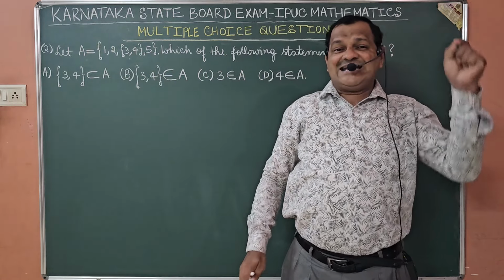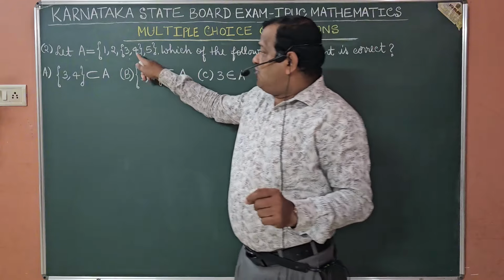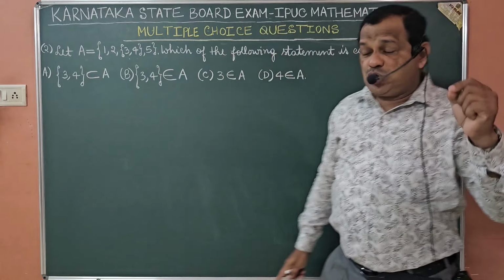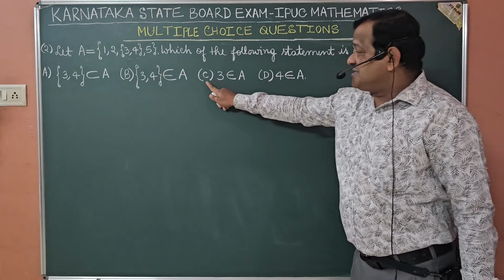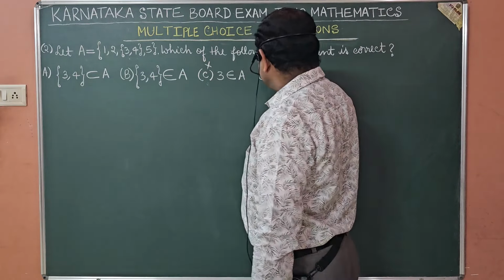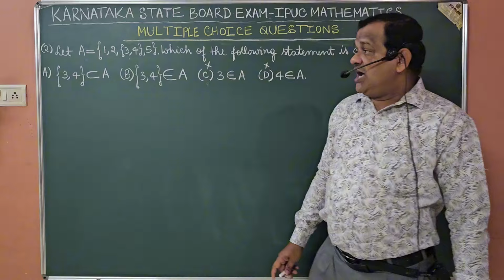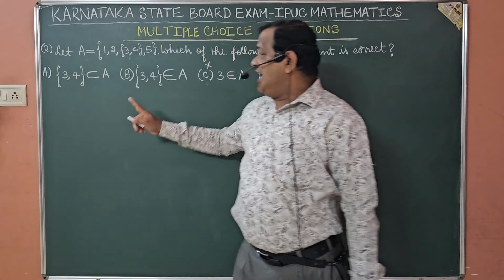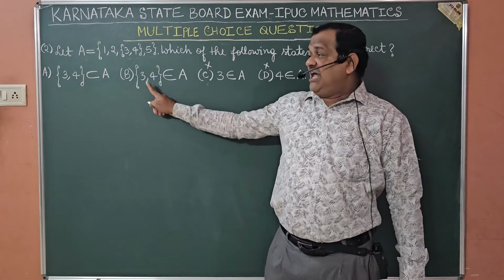No, 3 does not belong to A. 4 does not belong to A. Therefore, option C and option D are incorrect. Therefore, either it should be option A or it should be option B.